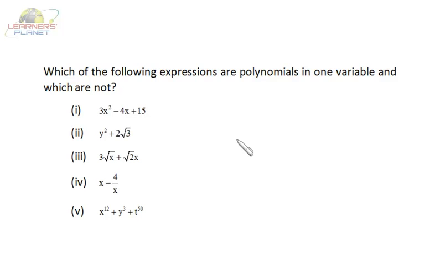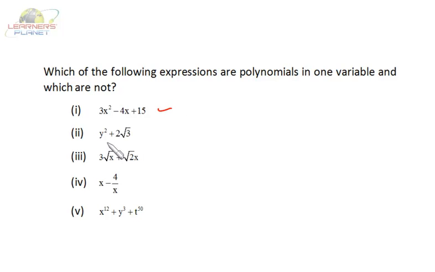Now let's discuss some of the problems based on polynomials. Let's see the first concept. Which of the following expressions are polynomials in one variable and which are not? Friends, we have already discussed that if a polynomial has a single variable, then it is known as a polynomial in one variable. Here we see there is only one variable, that is x. So it's a polynomial in one variable.